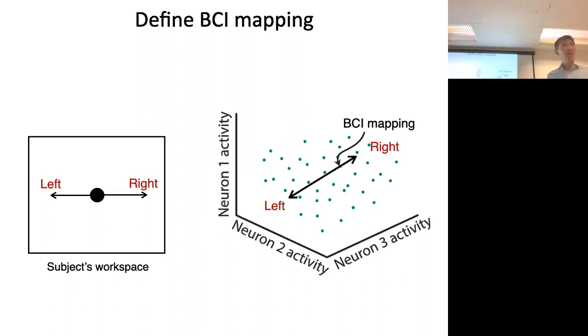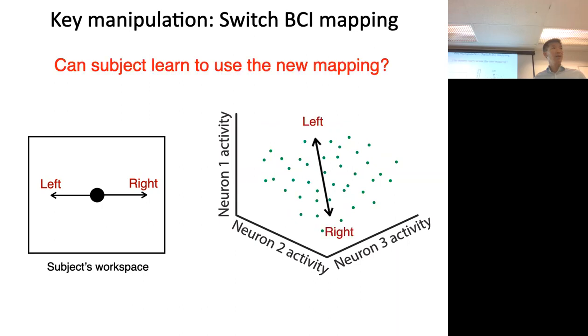Now, the key experimental manipulation here is that we change the BCI mapping unannounced to the subject. Like so. And now the subject needs to learn to use this new mapping through trial and error. Under this new mapping, if the subject wants to move the cursor to the left, it would need to produce neural activity up here. And similarly, if it wanted to move the cursor to the right, it would now need to produce neural activity down here.